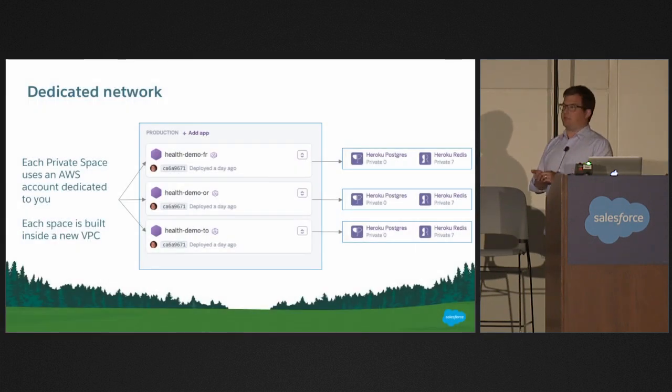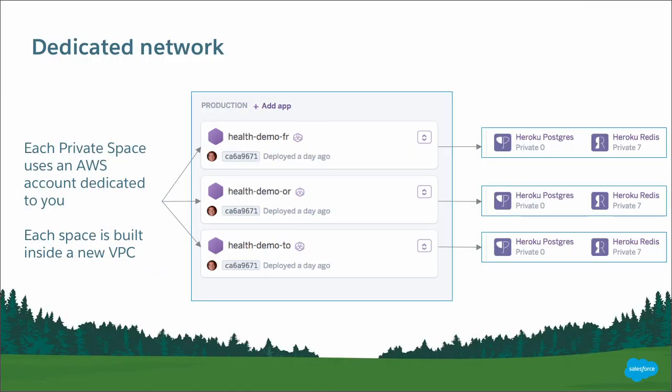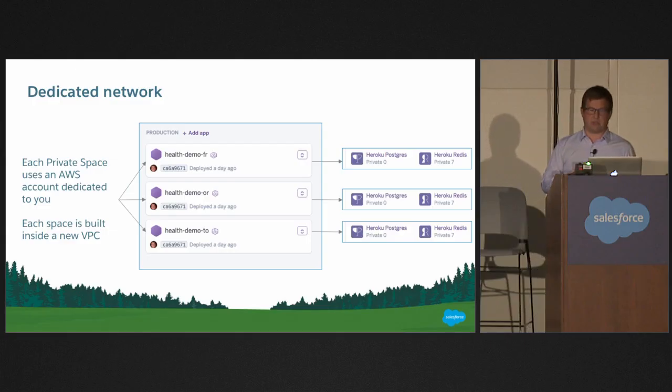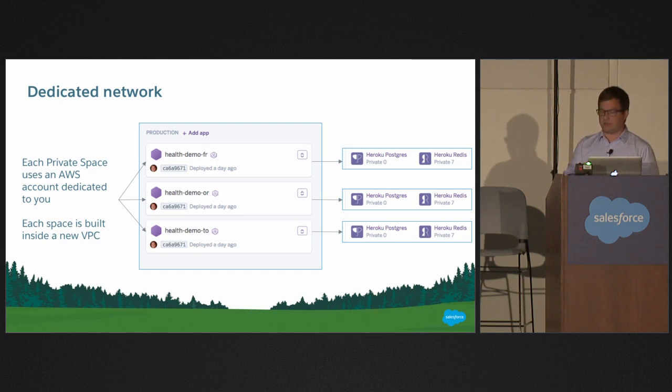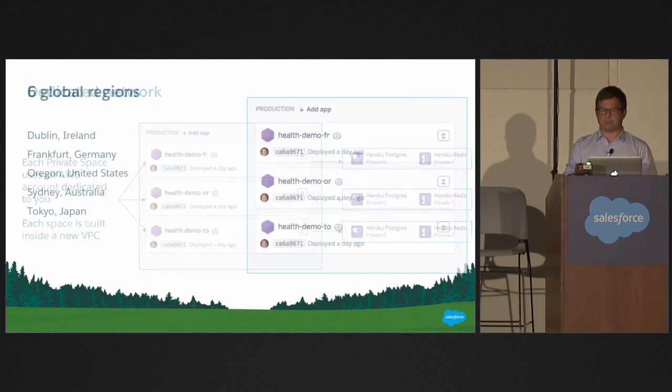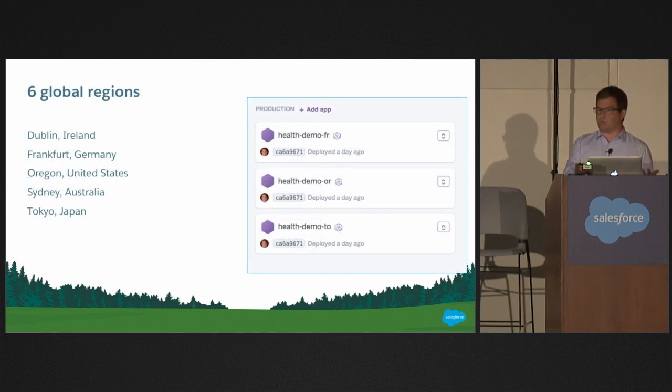Each private space that we set up uses an AWS account that's dedicated to you. There's no other customers of ours running inside of that AWS account. And each space is built inside a new VPC. And like we showed, Postgres and Redis are running inside of that private space, and we're talking to those databases privately. We're in 6 global regions.